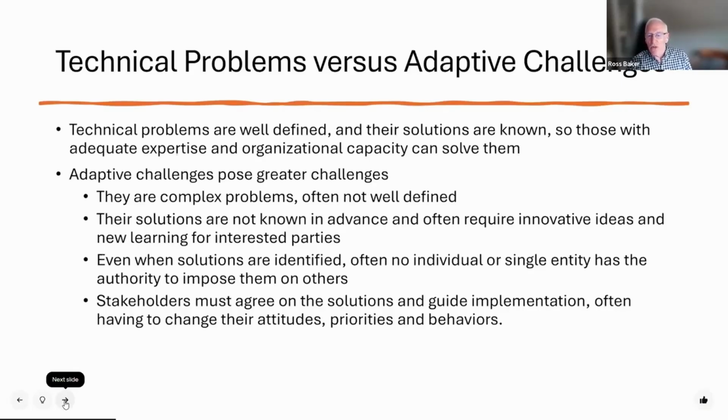And stakeholders must agree on these solutions and guide implementation, often having to change their attitudes, their priorities, their behaviors. So adaptive challenges are challenges for leaders, and they're challenges for organizations that they lead moving forward. But this is the path forward for these kinds of complex issues.